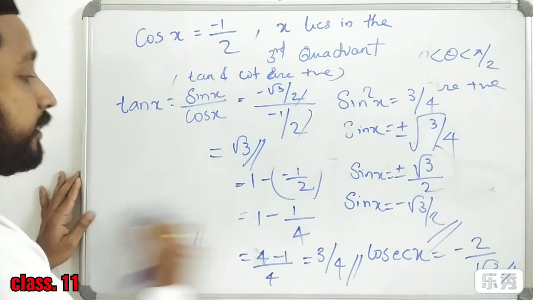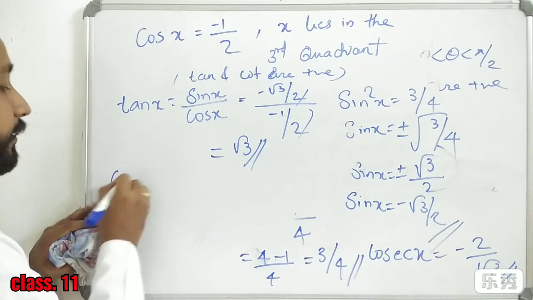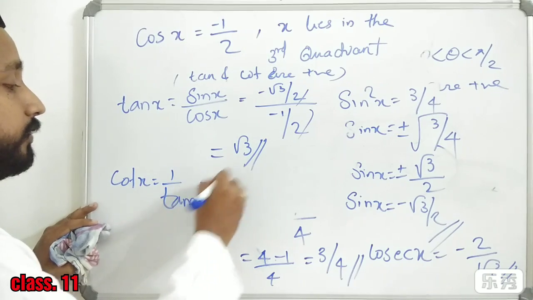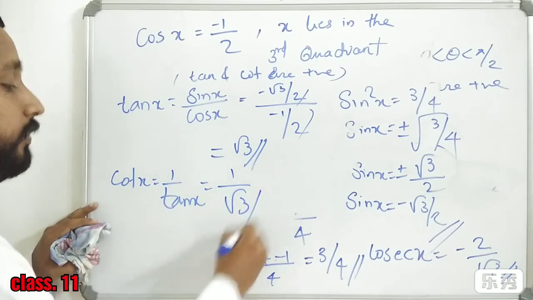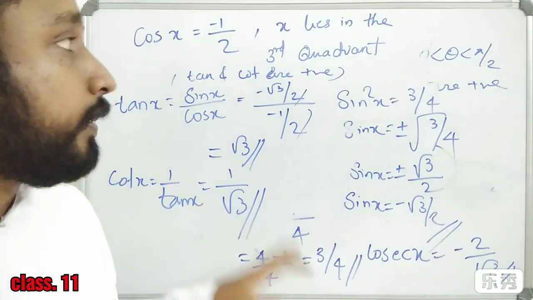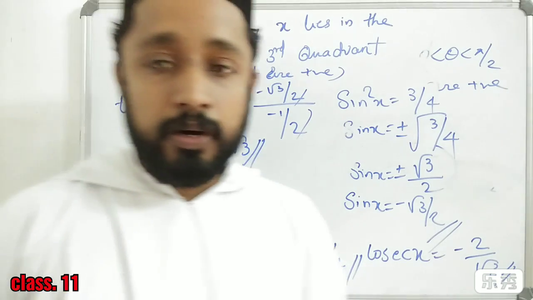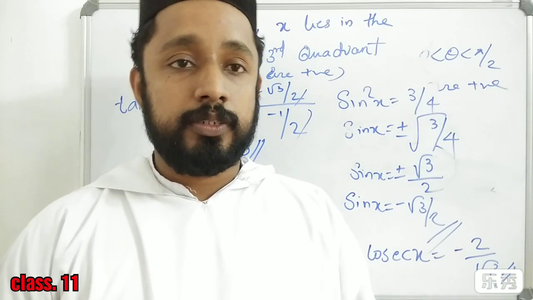Cot x is the reciprocal of tan x. Cot x is equal to 1 by tan x, which is equal to 1 by root 3. So we found the other trigonometric ratios. We were given cos x is equal to minus 1 by 2, and we found the other trigonometric ratios.